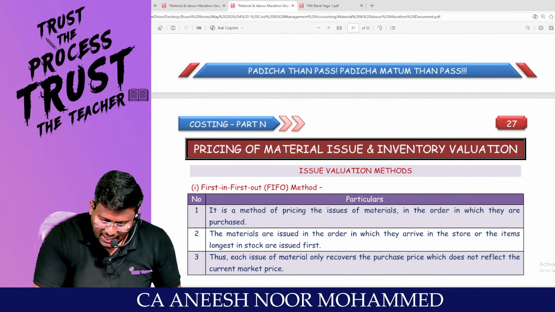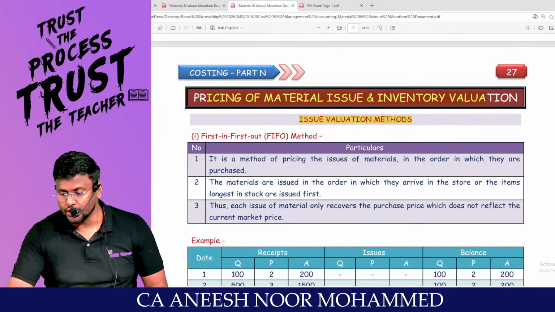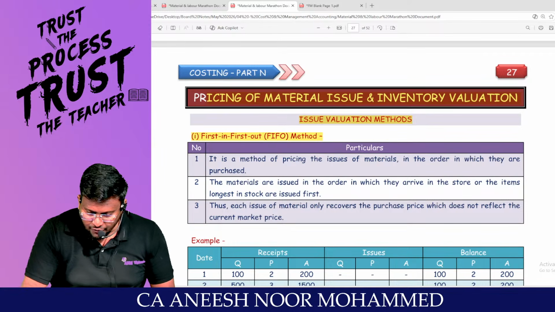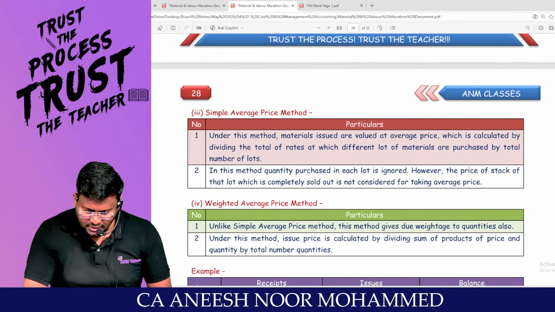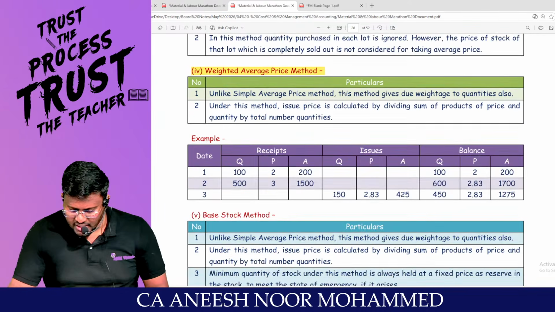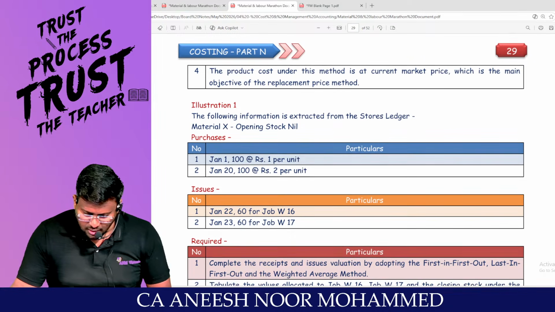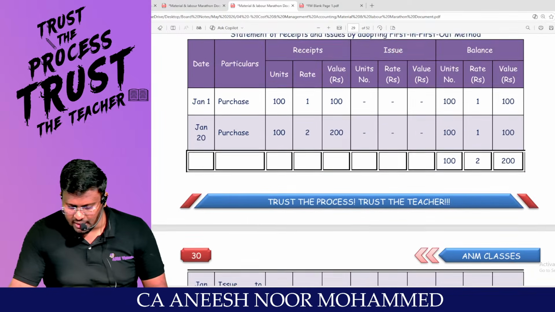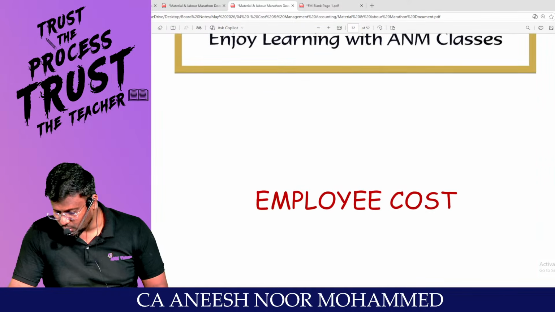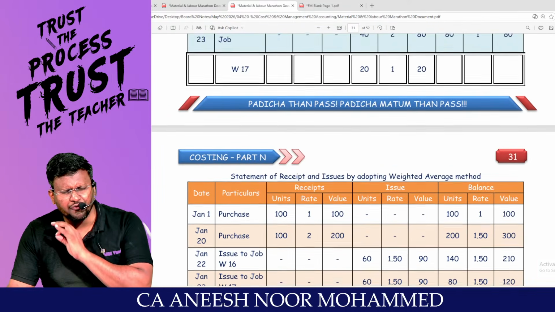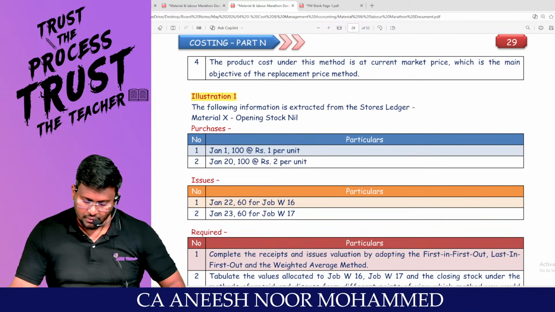I'm moving into the last expected area from material, called pricing of the material issue and inventory valuation. Like FIFO, first in first out method, LIFO, last in first out method, simple average price method, weighted average price method, base stock method, replacement price method. We'll be doing one question from that area. With that we can announce we are done with the revision. Every area I have touched, even though it's a marathon, even though it's a revision.